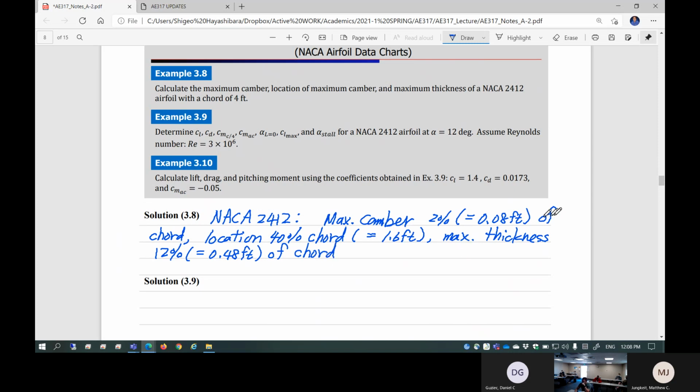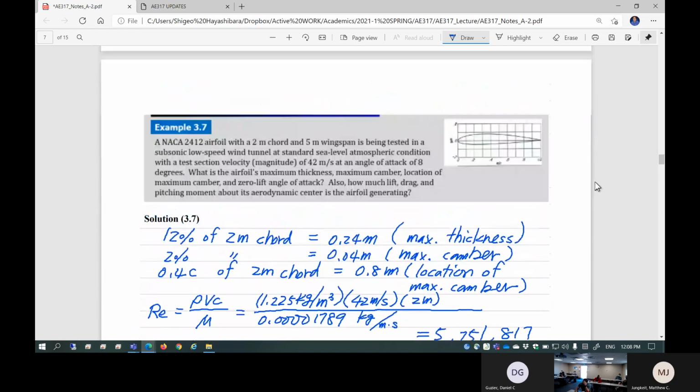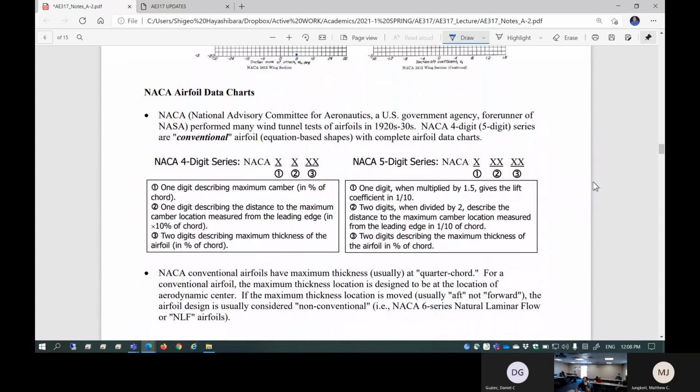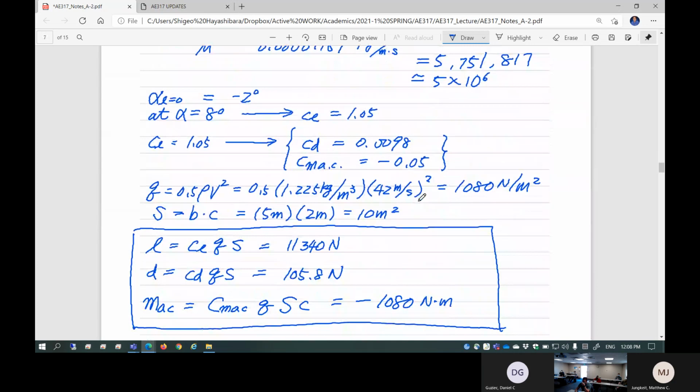Sure, you know that. So once again, let's take a look at the page. NACA 4-digit: the first digit describes maximum camber in percent of chord. The second digit describes the distance to the maximum camber location, measured from the leading edge in tens of percent chord. The last two digits are the maximum thickness, usually at the quarter chord location. Maximum thickness at the quarter chord location is called conventional design, like 4-digit, 5-digit. So now I think you know those things.